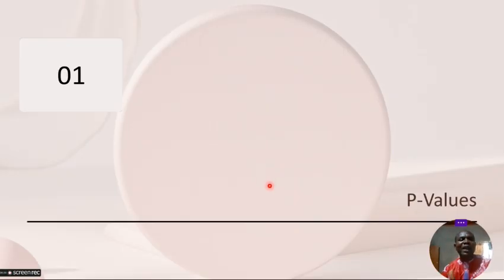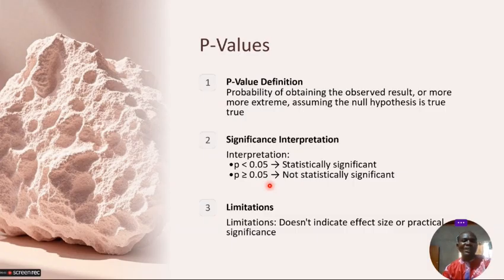Now, let's look at the different ways we can measure statistical significance. There are several ways. The first one is the p-value approach. Now, what is the p-value? The p-value is defined as the probability of obtaining the result, our observed result, or a more extreme one, assuming that our null hypothesis is actually true.